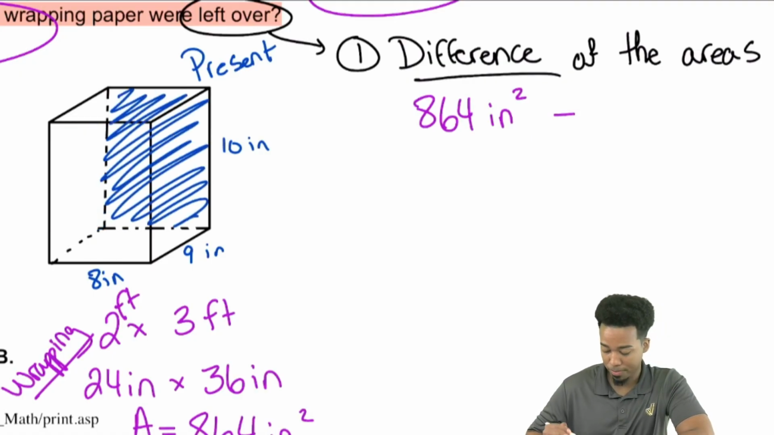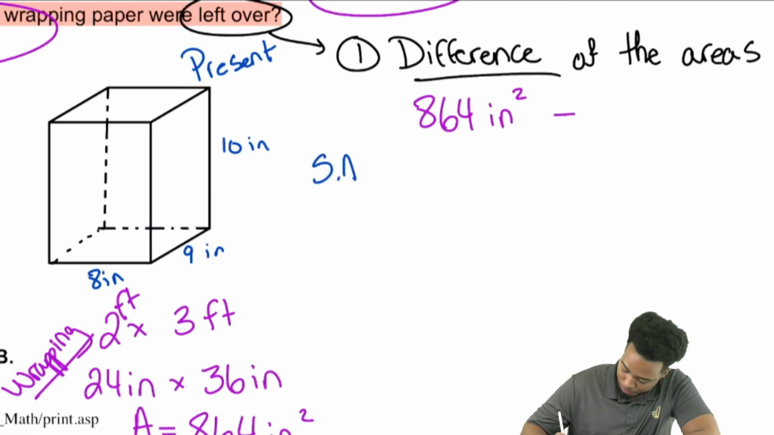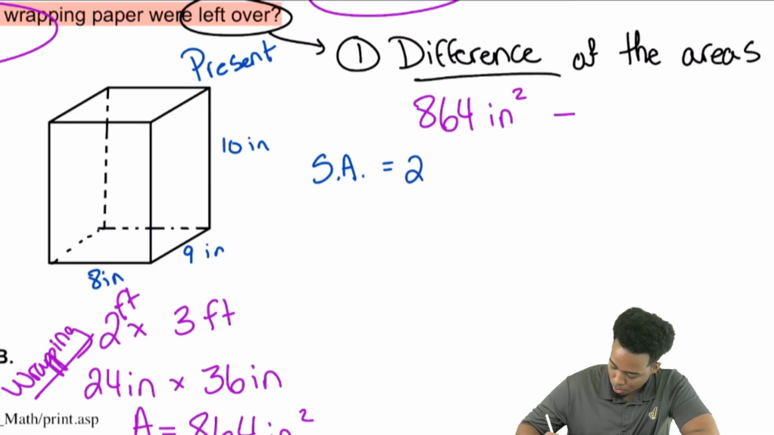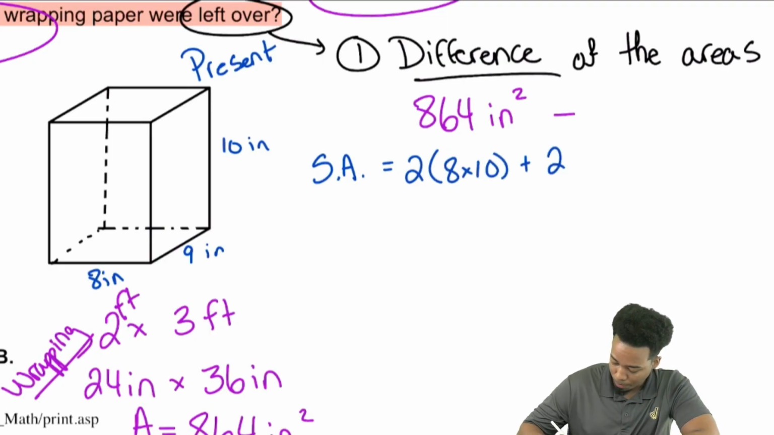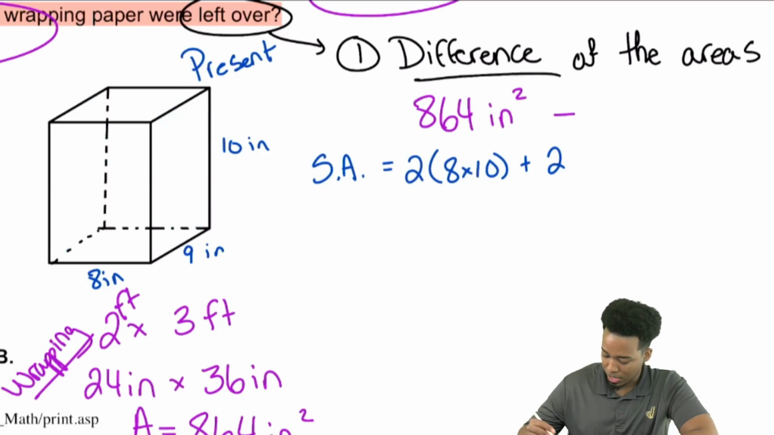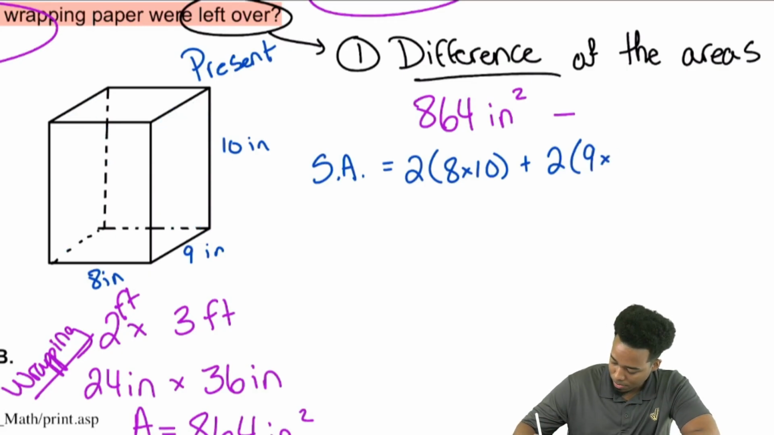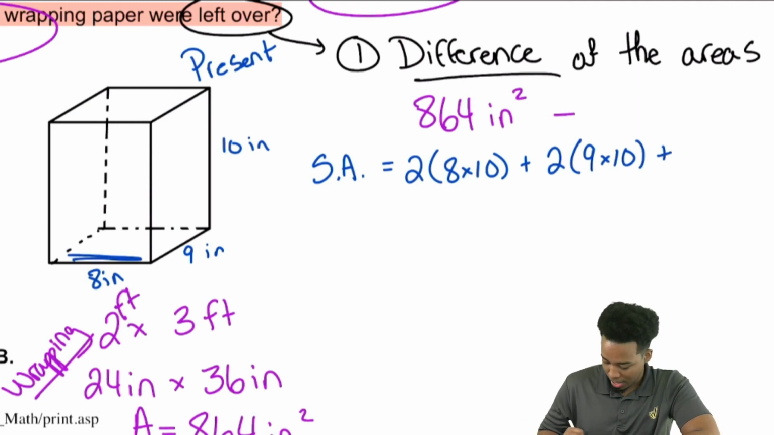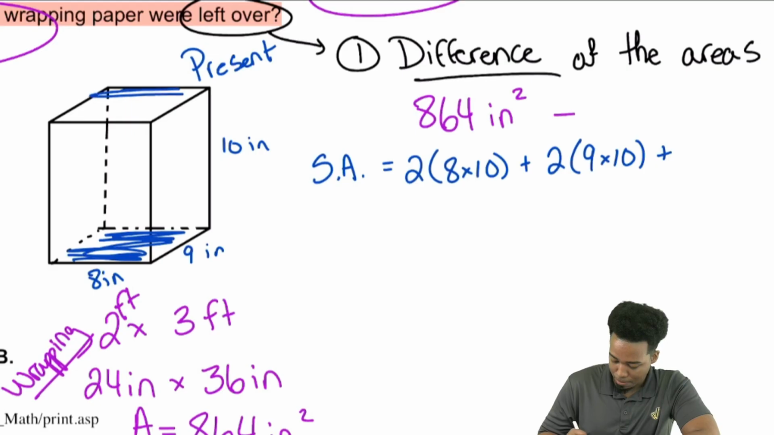There's 2 of them. So my surface area is going to be equal to 2 times 8 times 10, plus 2 of these sides here, the left and the right sides together. That's going to be 2 times 9 times 10. Then we have 2 of the top and the bottom. We have 8 by 9 right here, 8 by 9 right there.